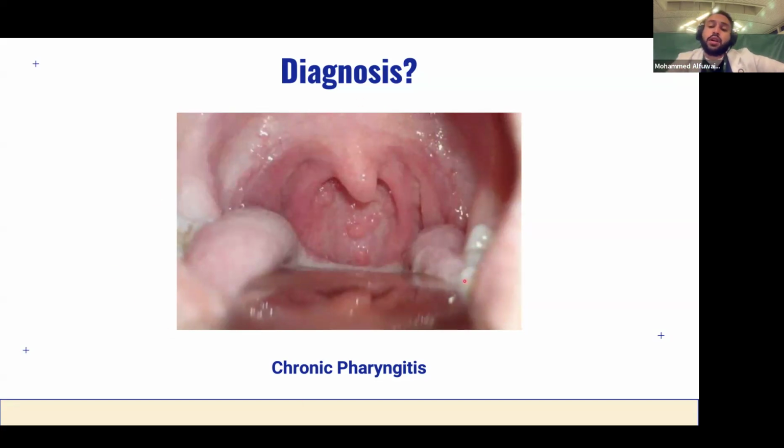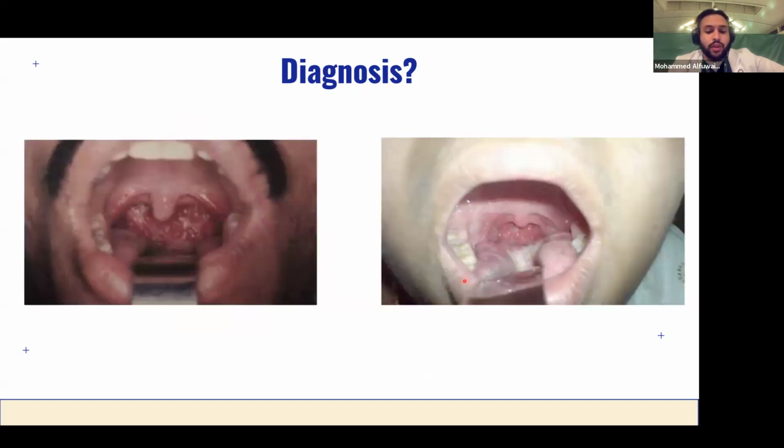This is the most common cause of chronic pharyngitis, and this is something I want you to remember. GERD, gastroesophageal reflux disease. Okay? And it's one of the three most common causes of chronic cough. This is something else that I want you to remember.